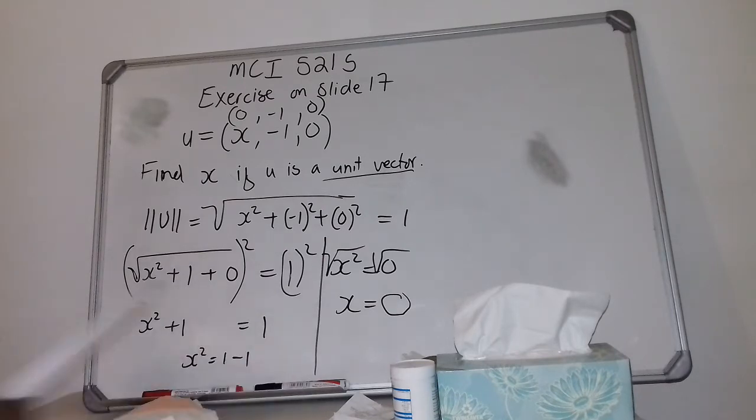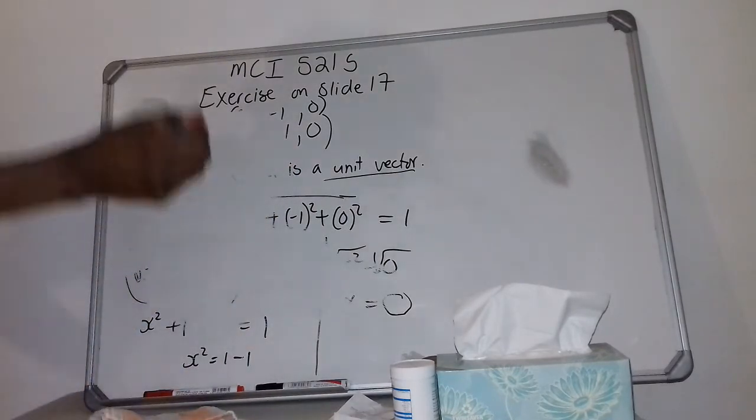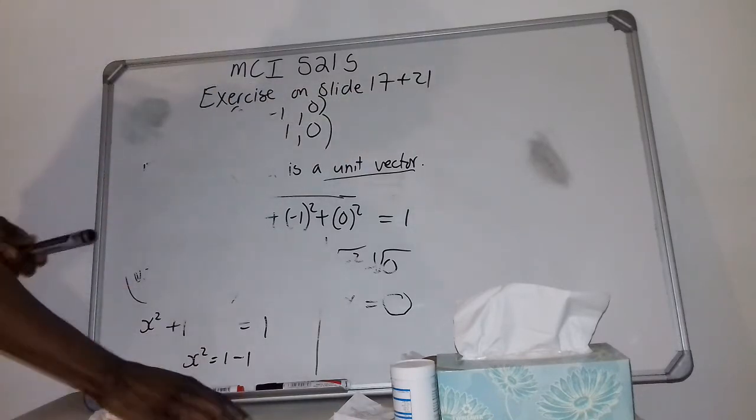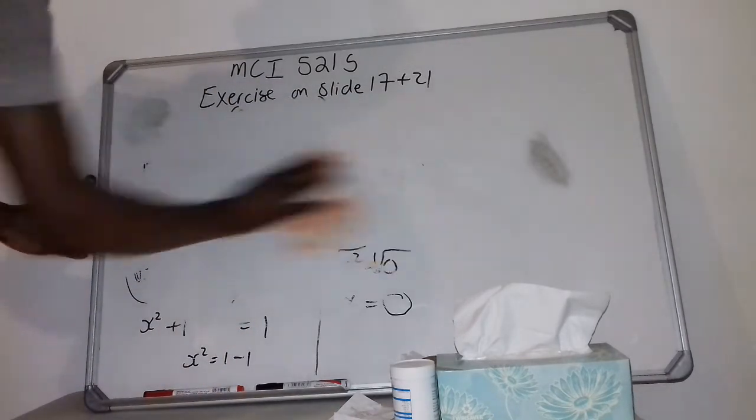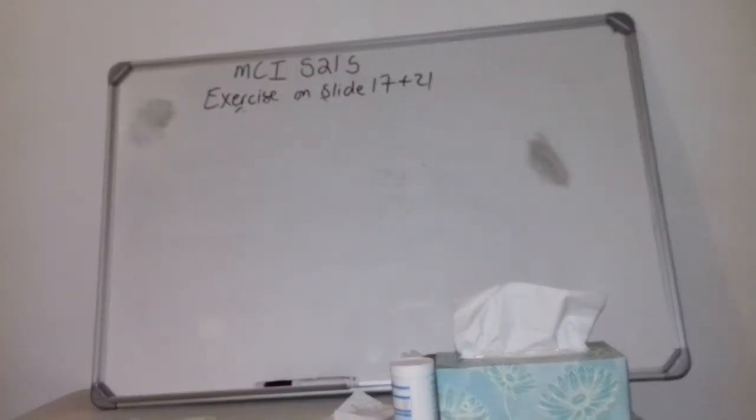The next one is going to be the exercise on slide 21. So let's quickly go to slide 21. I should have said slides 17 and 21. So let us go to slide 21 and see what is there. What do we have on 21?